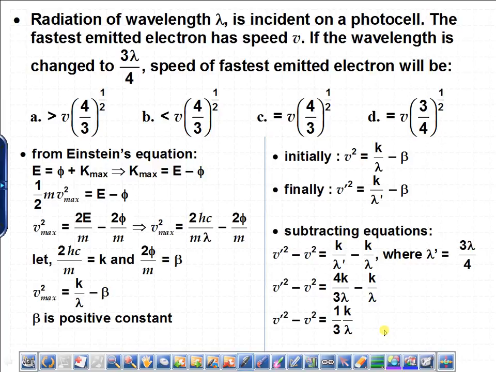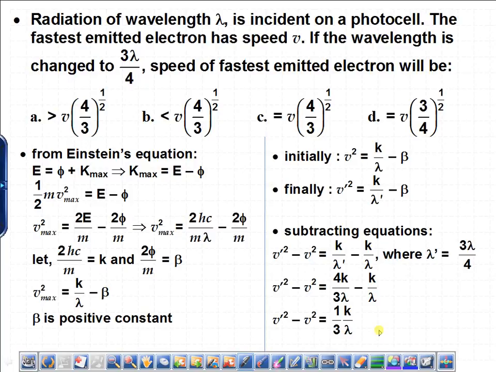So if the initial wavelength was lambda and the final wavelength is 3/4 of lambda, then we are reducing the wavelength. If we are reducing the wavelength, then we are increasing the energy. If we are increasing the energy, then definitely the final speed, suppose it is v dash, has to be greater than v. So this should be the correct option, without solving anything else. But as a part of the formal process, we will also see the method of getting this answer.